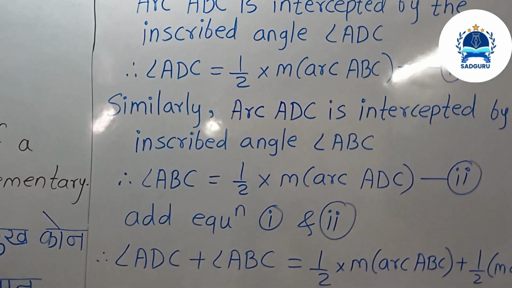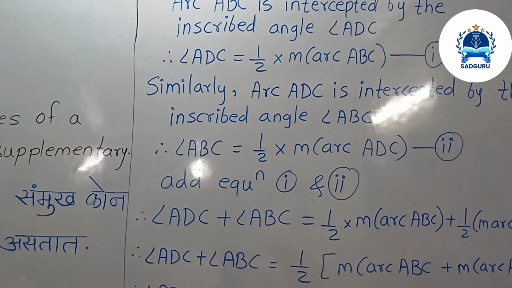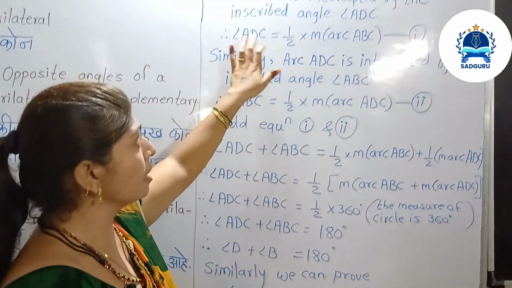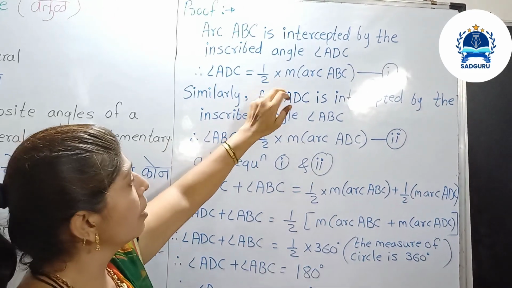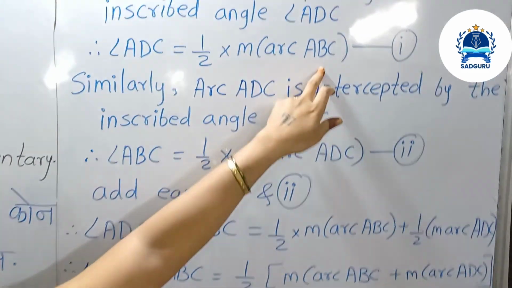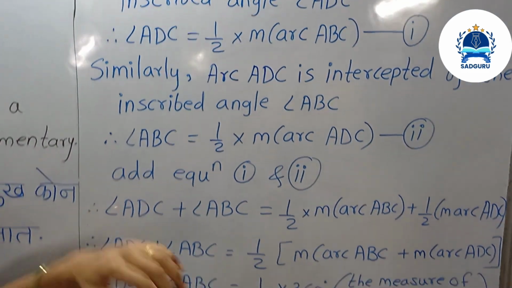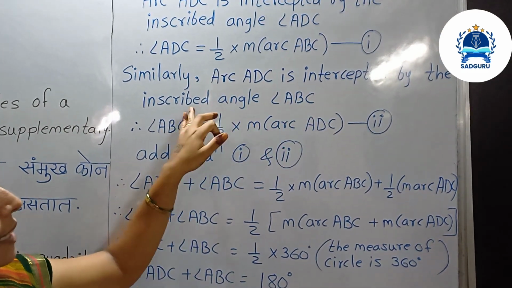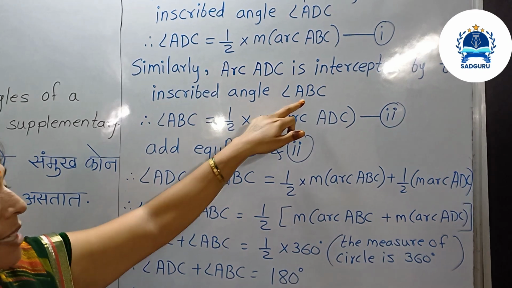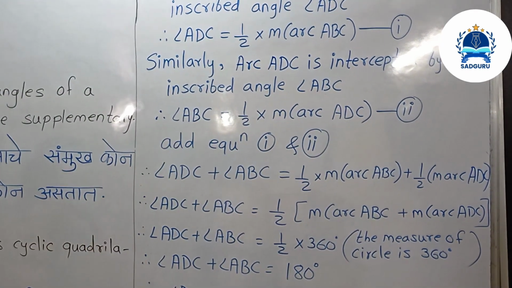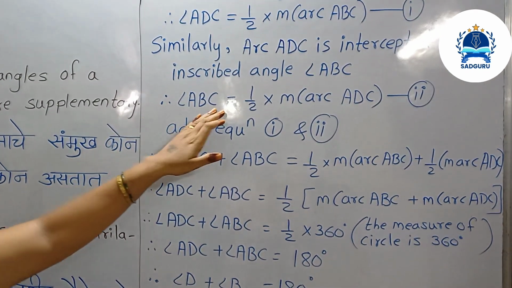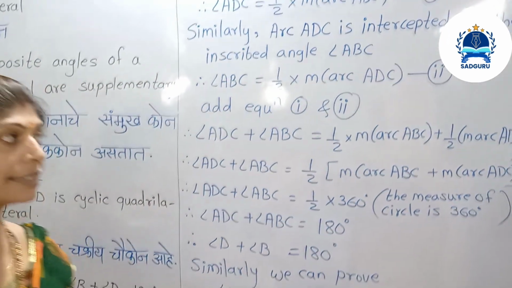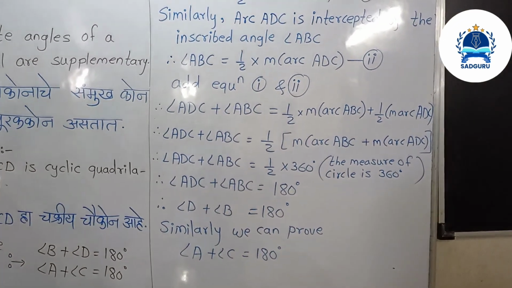So, yesterday we studied in the inscribed angle theorem that angle ADC is equal to half of the measure of arc ABC. This is our first statement. Similarly, arc ADC is intercepted by the inscribed angle ABC. So, here also angle ABC is half of the measure of arc ADC by the inscribed angle theorem.